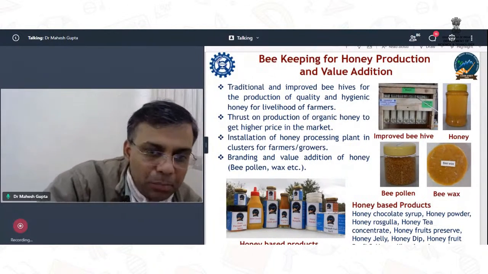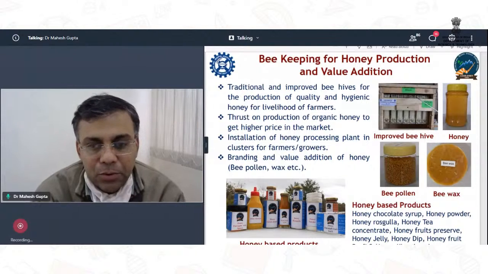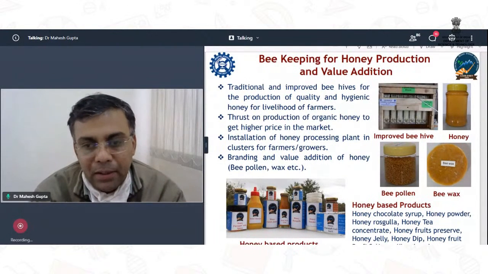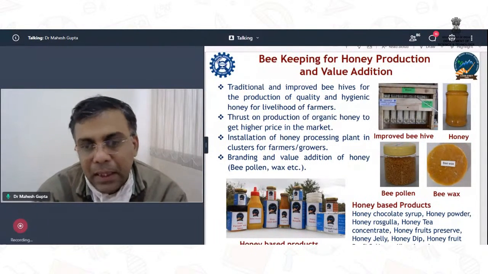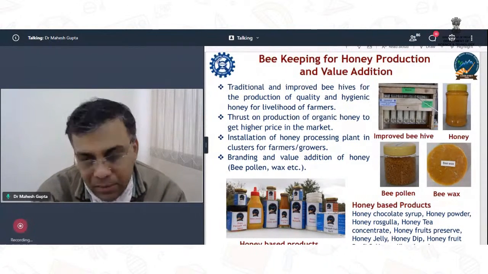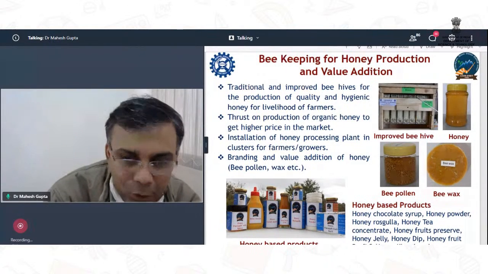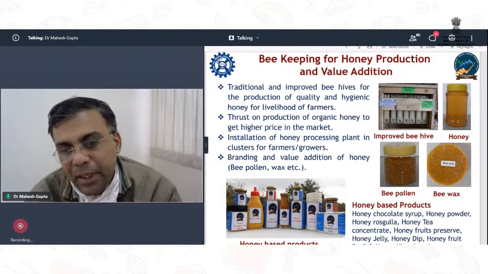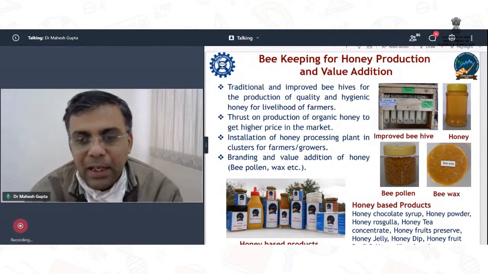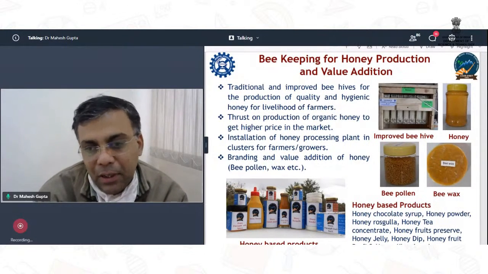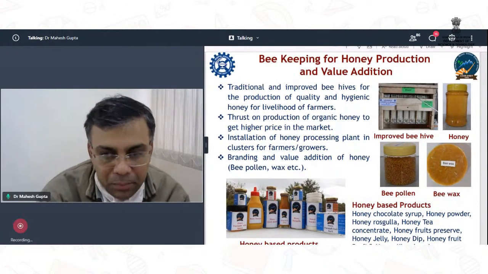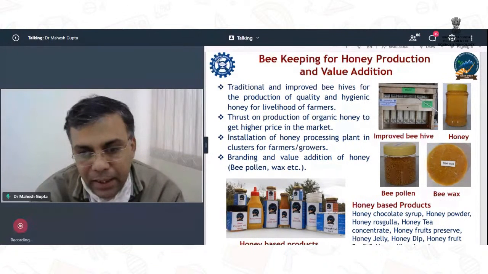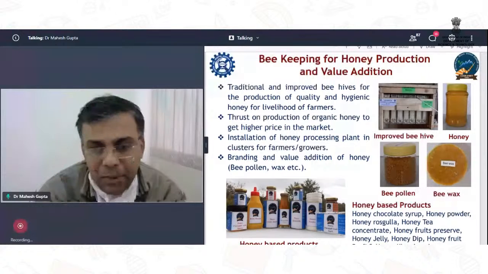We have developed a range of products out of honey. These 6 to 7 products were developed at our institute, and they are very good in nature and new in type. They can be prepared at household level, even at a panchayat or NGO level, and can be transferred to them, or they can sell them as a very new idea in the market. Next, please.